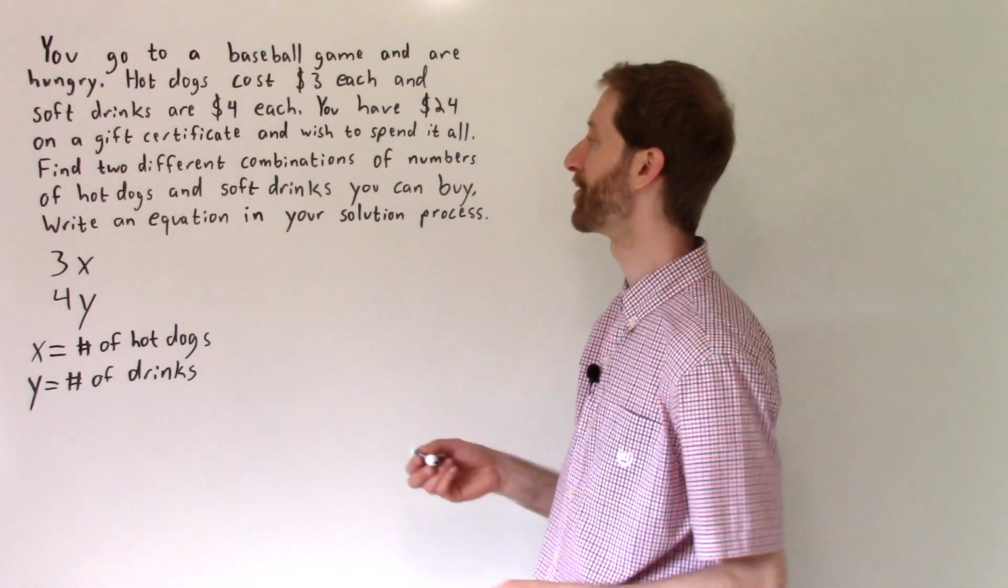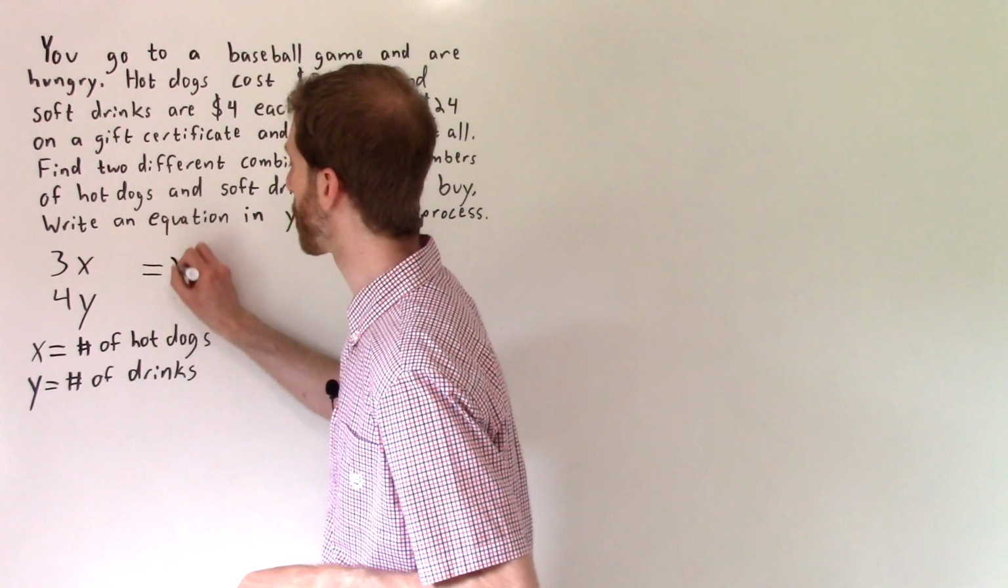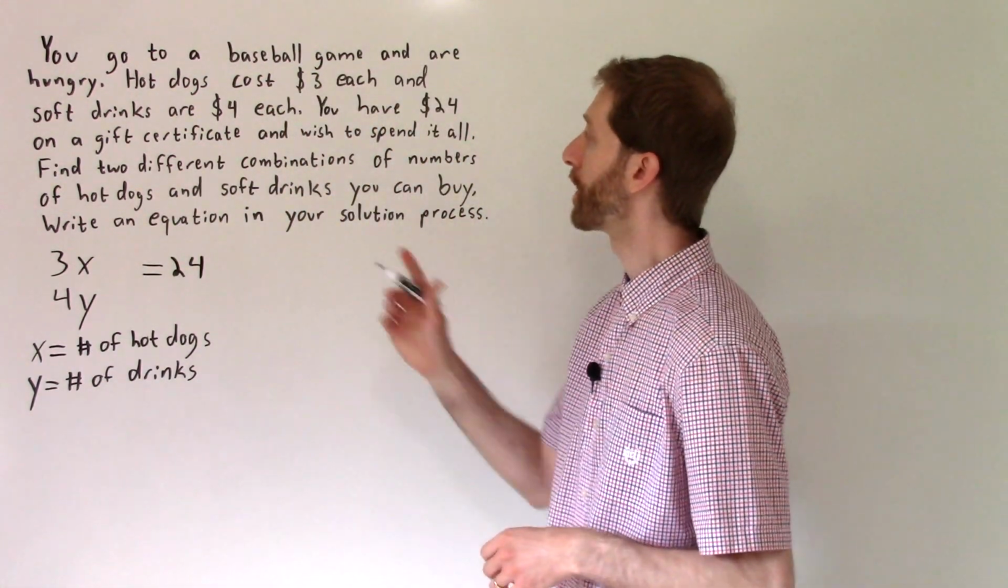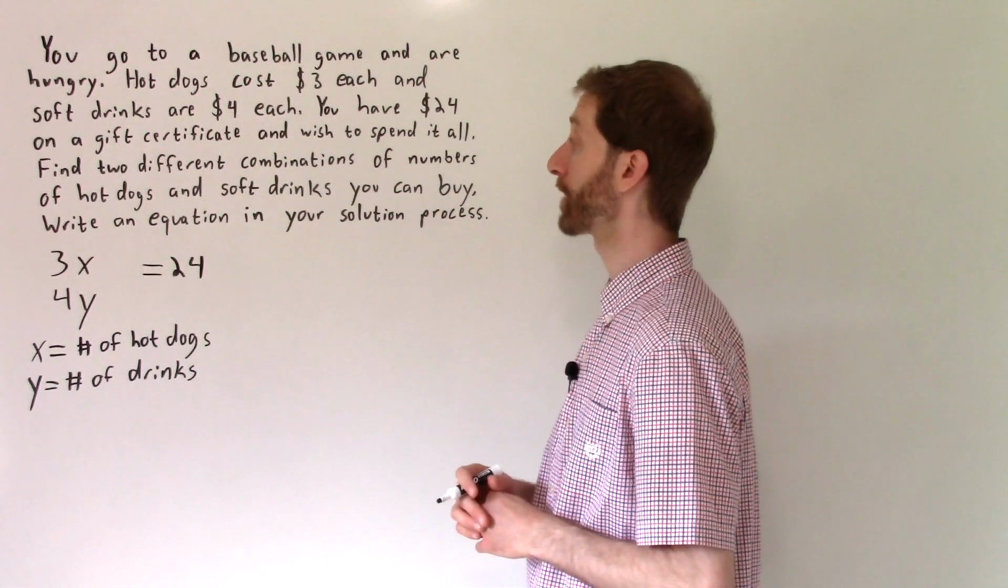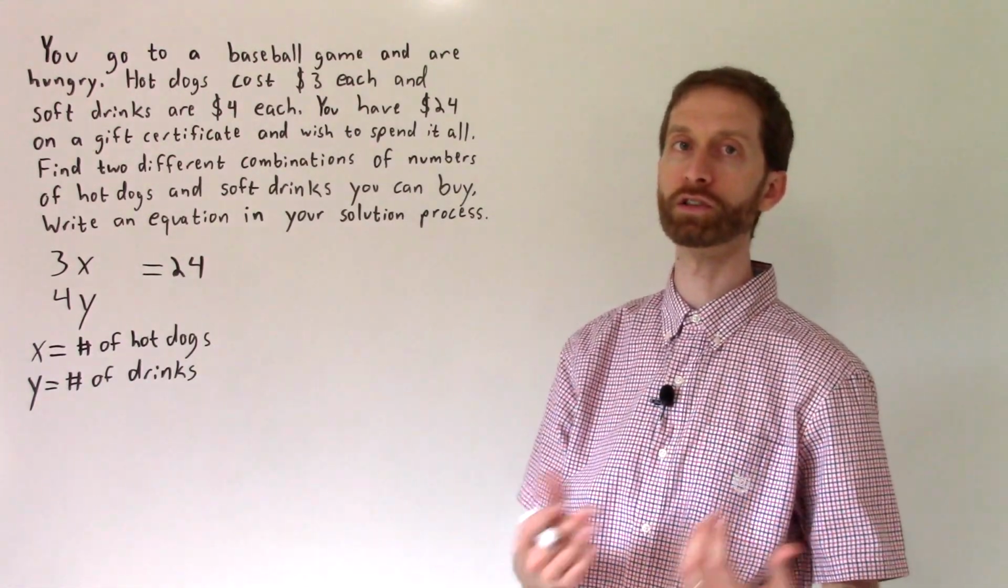Okay, it's starting to come together here. The total is 24. So I'm just going to put my thoughts here, just doing some brainstorming, equal to 24. We'll do a little bit more math in a second. Find two different combinations of numbers of hot dogs and soft drinks you can buy. So we want to know the number of combinations of hot dogs and soft drinks we could buy.